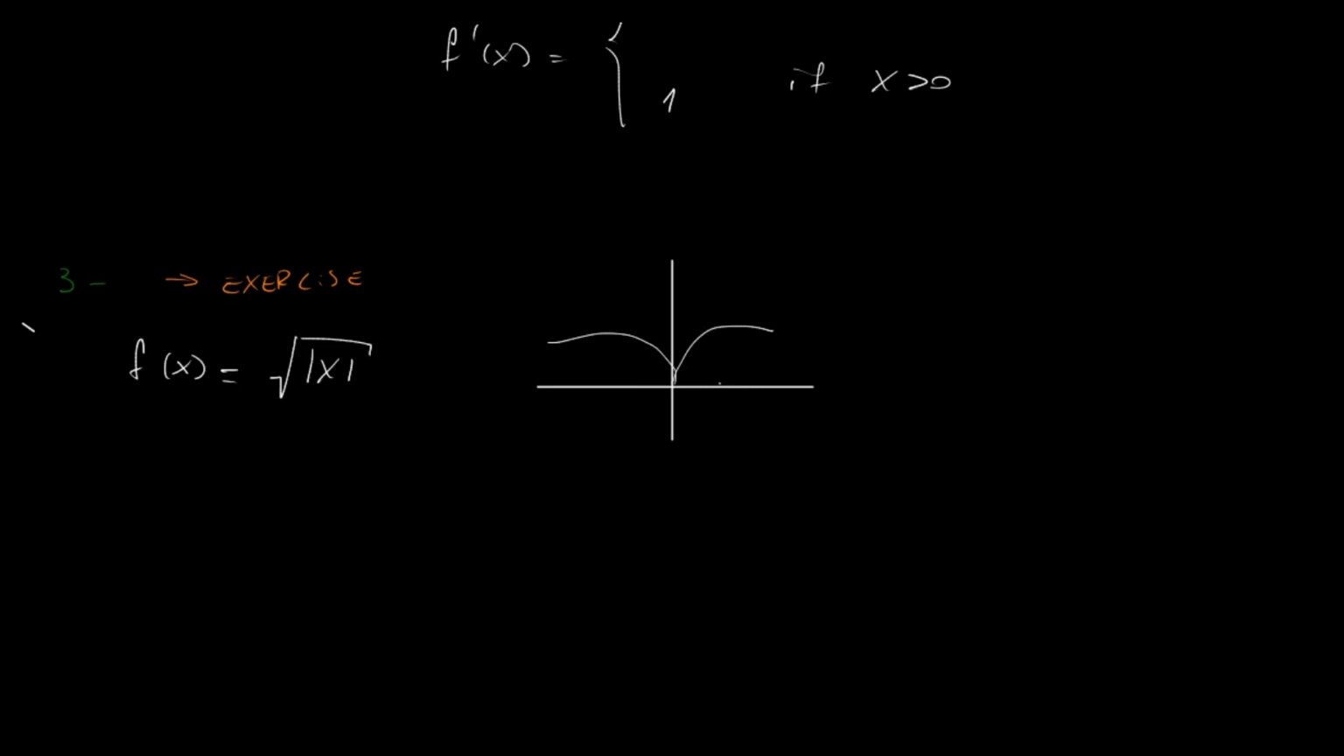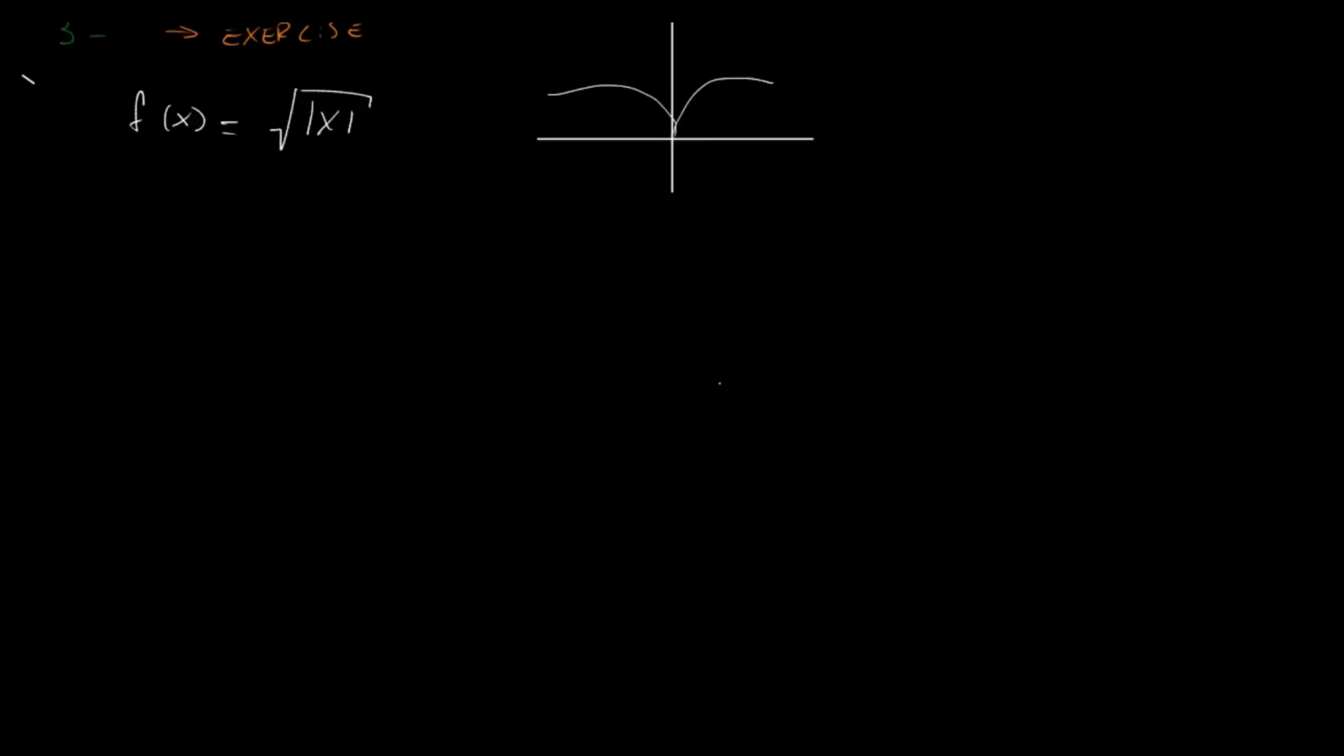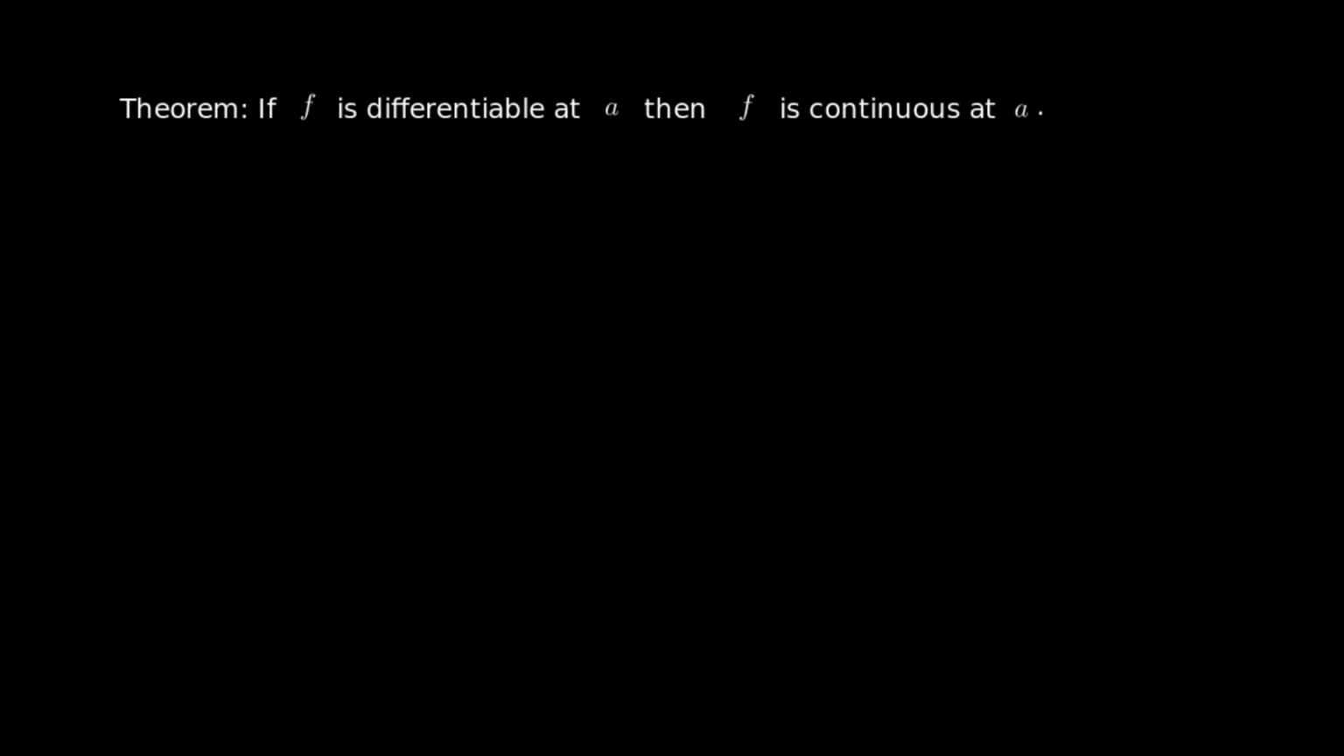So now let's finish this video with the first theorem about derivatives. This theorem is extremely important because it's telling us that whenever a function is differentiable at a point, then the function is continuous at that point. So differentiability implies continuity. Let's go ahead and prove it.